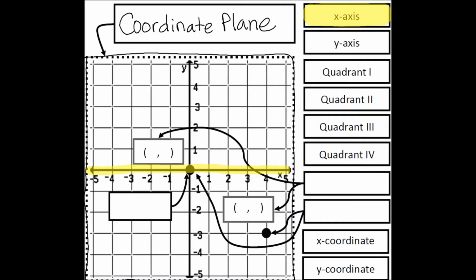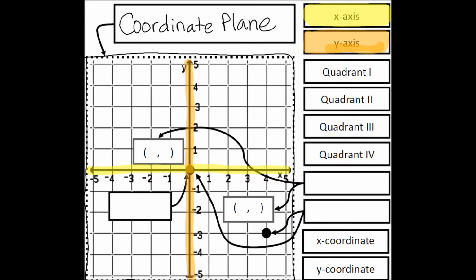Our second number line, or our vertical number line, is our y-axis, and we're going to color in our y-axis orange. And that is this vertical number line that makes up our coordinate plane.